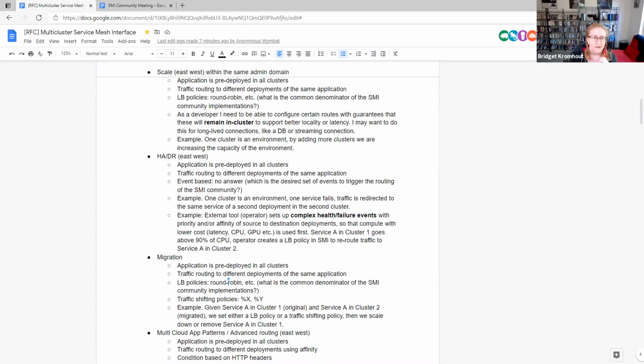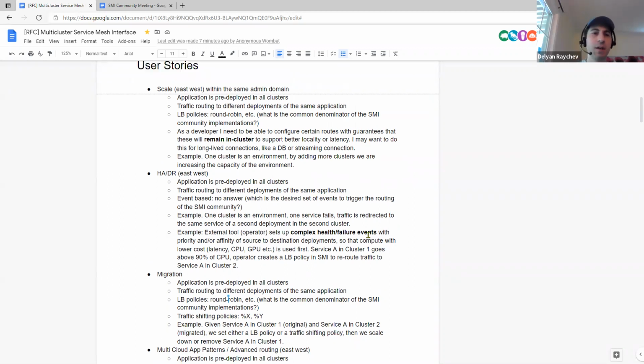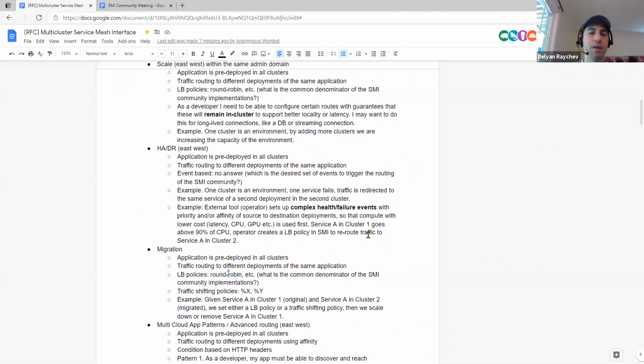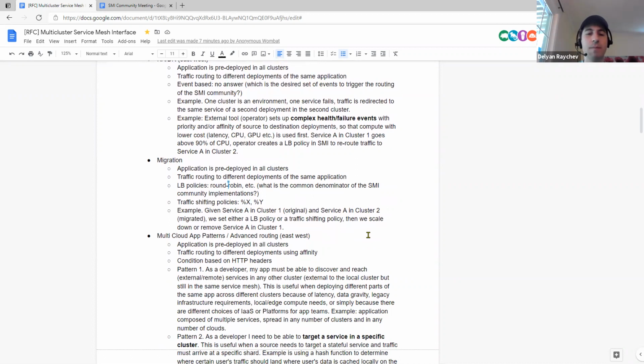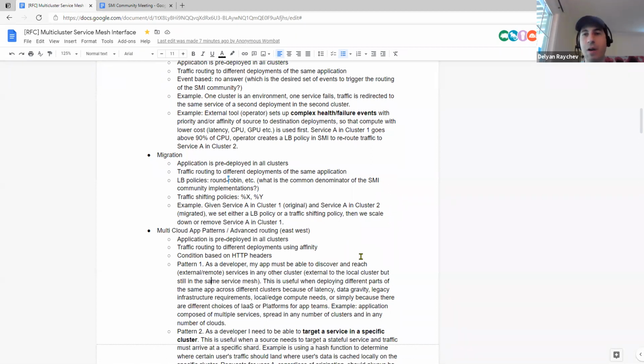Any questions? I'm super happy to dig deeper and provide more detail. I know I breezed through at a very high level over use cases. Again, we're talking about scale, HA, disaster recovery, migration, and then a few multi-cloud, multi-cluster traffic patterns with advanced routing.